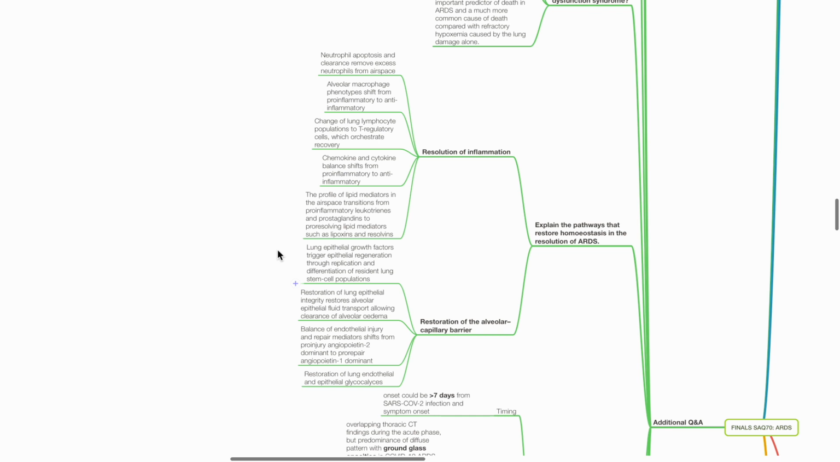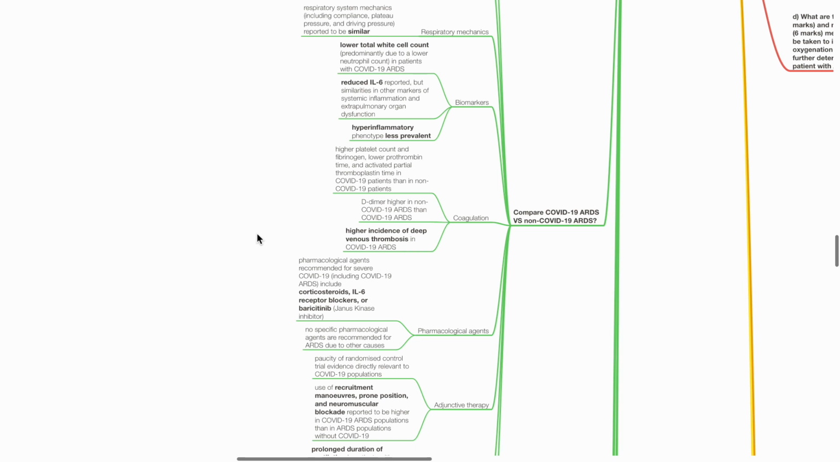The profile of lipid mediators in the airspace transitions from pro-inflammatory leukotrienes and prostaglandins to pro-resolving lipid mediators such as lipoxins and resolvins. This is followed with restoration of the alveolar capillary barrier, where lung epithelial growth factors trigger epithelial regeneration through replication and differentiation of lung stem cell populations. Restoration of lung epithelial integrity restores alveolar epithelial fluid transport, allowing clearance of alveolar edema. Balance of endothelial injury and repair mediators shift from pro-injury angiopoietin 2 dominant to pro-repair angiopoietin 1 dominant. There is restoration of lung endothelial and epithelial glycocalyx.